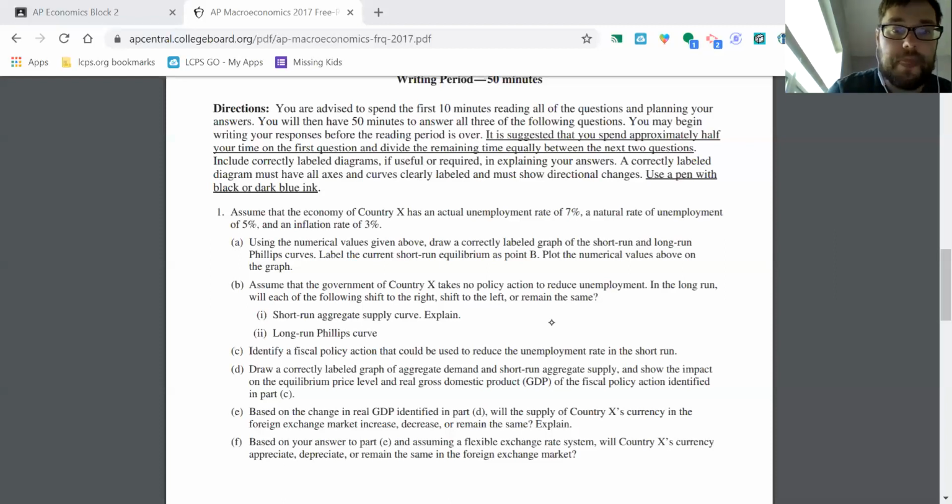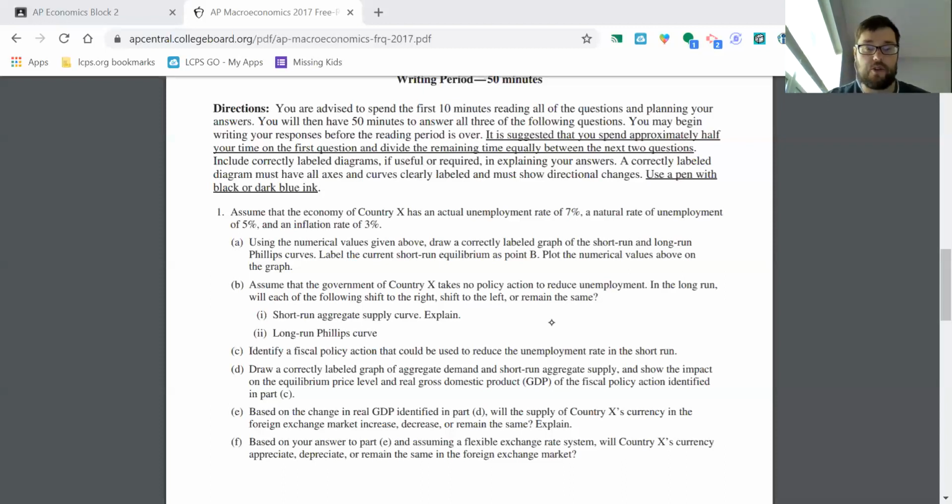Phillips curve. In the short run, there is a trade-off, right? So it should be downward sloping. We can actually go negative. This would be short run Phillips curve.